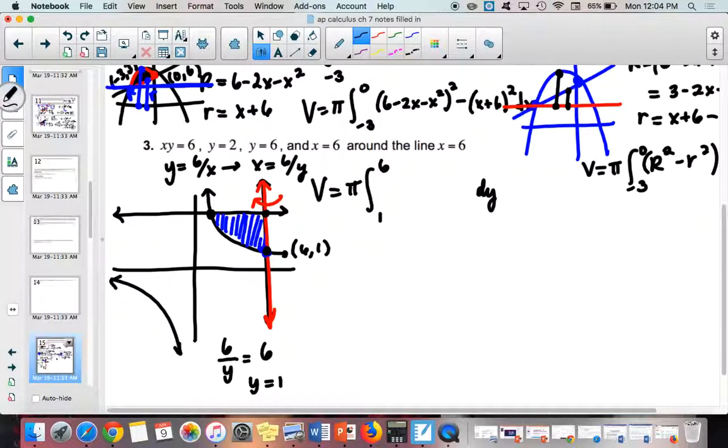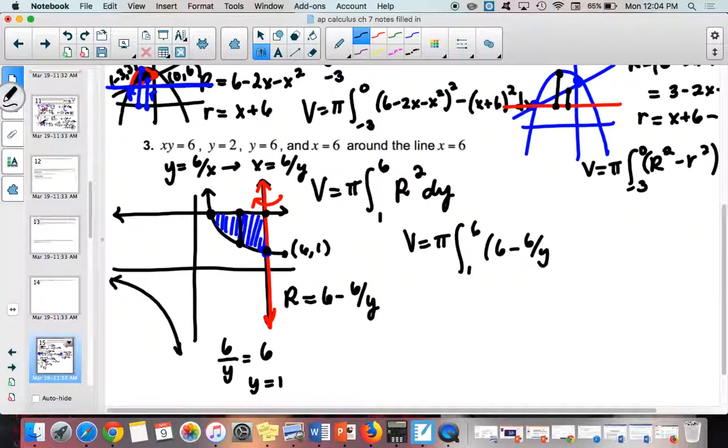Good? And we need our big R squared. Is there a little r squared? No. So what's our big R? Because I've been shading the region, it helps a lot, doesn't it? So my big R is 6 minus 6 over y. So I'm going to have V equals pi, integral from 1 to 6, of (6 minus 6 over y) squared dy. You with me? Why am I in terms of y? Because I'm integrating with respect to y.